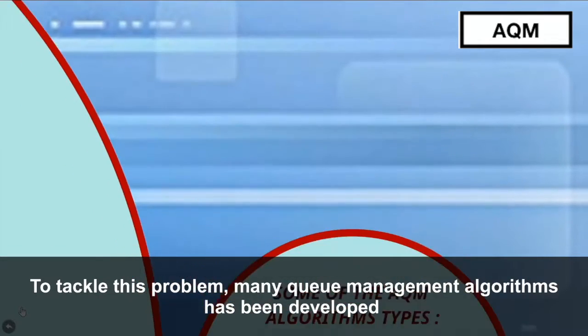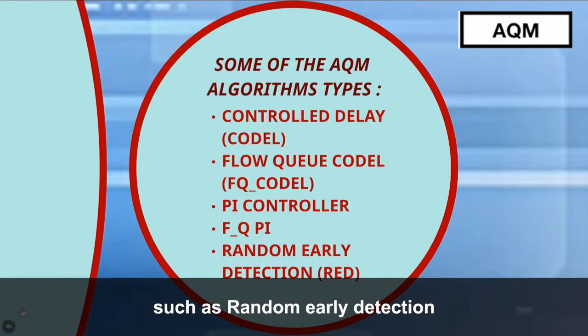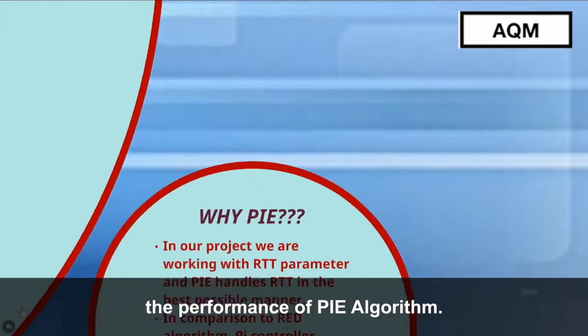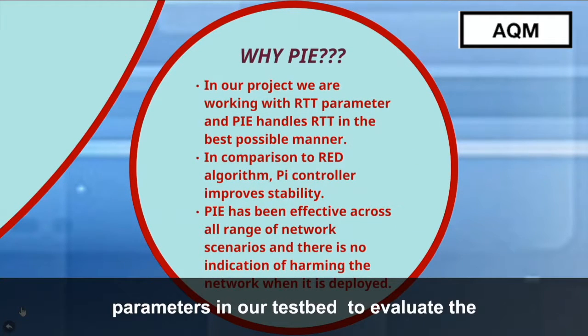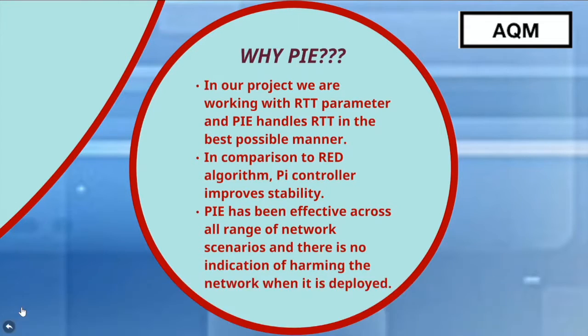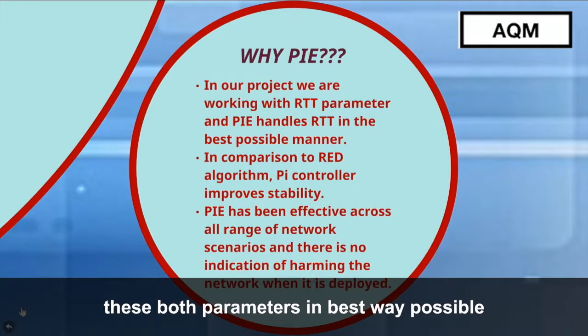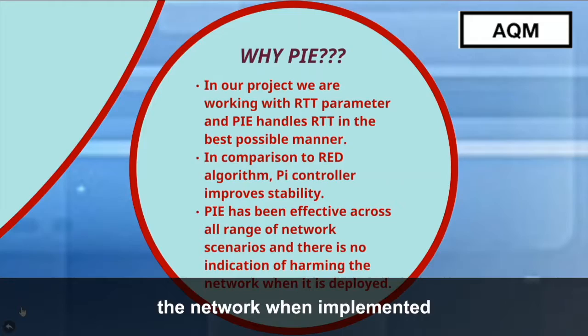To tackle this problem, many queue management algorithms have been developed, such as random early detection, CoDel, PIE, and flow queue CoDel. Amongst these, we have opted to analyze and evaluate the performance of the PIE algorithm. As we are working with the throughput and delay parameters in our testbed to evaluate the network performance, PIE is one of the algorithms which handles both these parameters in the best way possible. It also improves stability and does not harm the network when implemented.